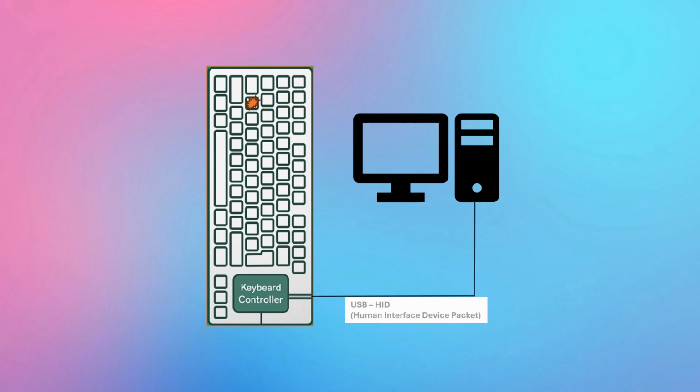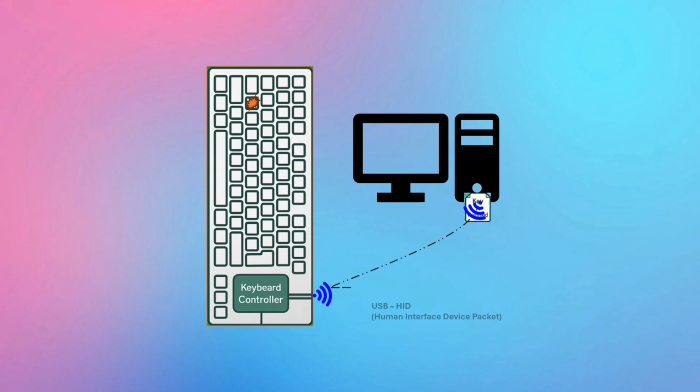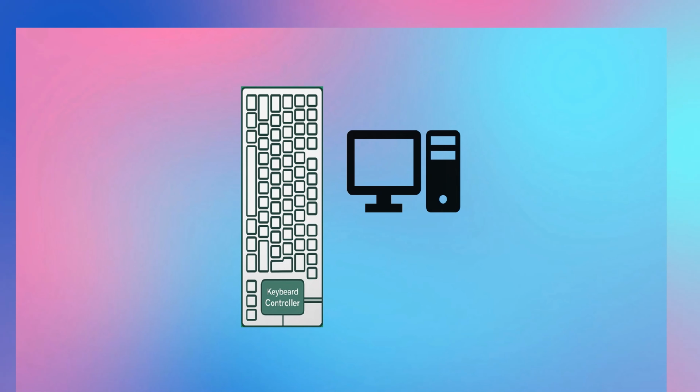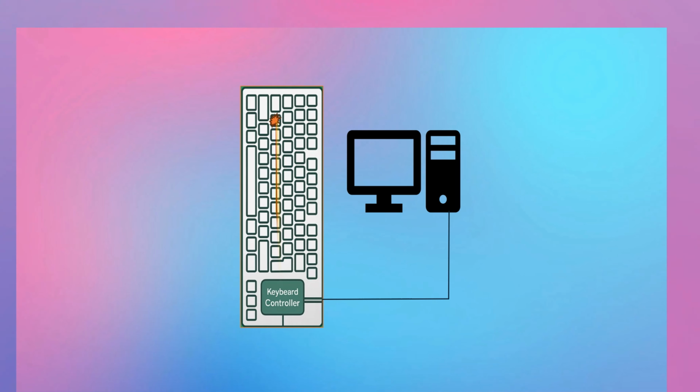For wireless keyboards, the same information gets transmitted via Bluetooth or a proprietary wireless protocol to a receiver connected to your computer. The entire communication happens using a protocol that ensures the data arrives correctly and in the right order. Your computer's operating system has a keyboard driver, a piece of software that speaks the keyboard's language. When the USB packet arrives, the driver immediately processes it.